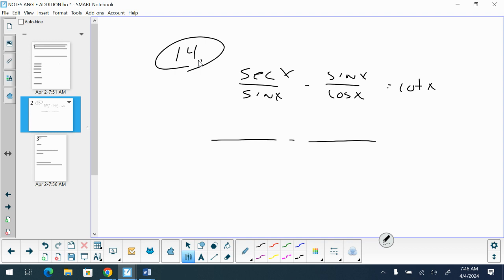Okay, this goes back to what we did 2 days ago. And once again, if you had 5 halves minus 1/3 and I ask you to subtract them, how do you find a common denominator? Multiply your two denominators together. So we have a common denominator of sine x, cosine x. Just take one of each.